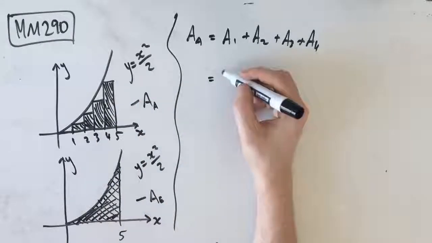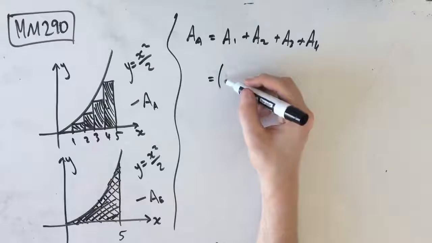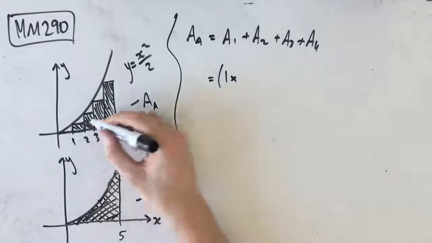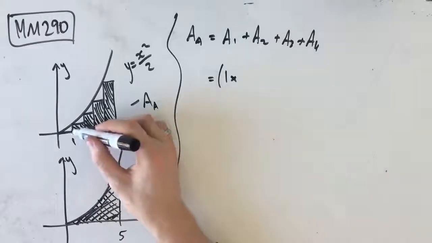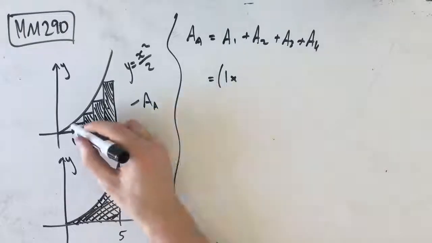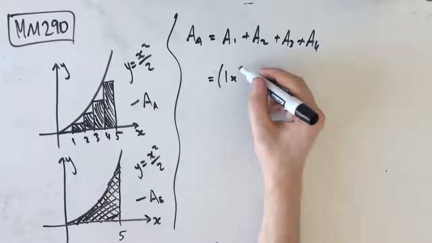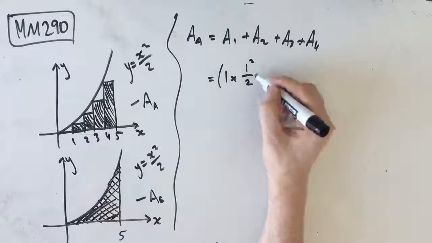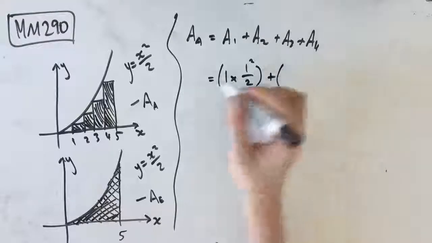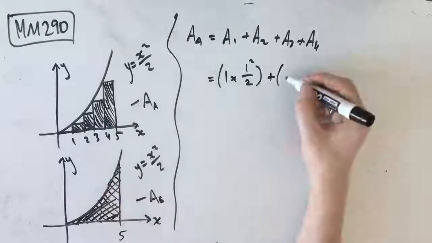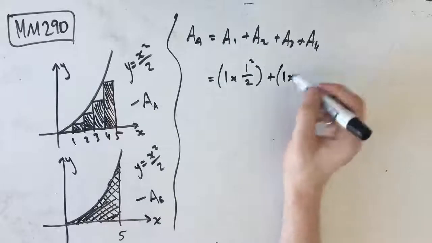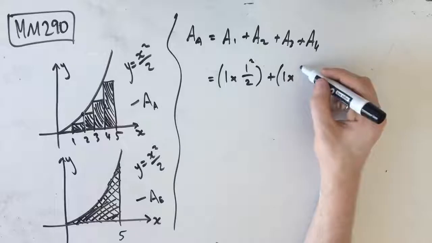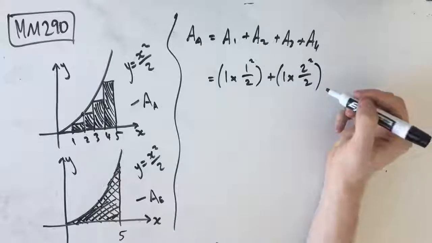So, we know that the area of a rectangle is length times width. The length of this is 1, so we're just going to go one by one with these rectangles. The height is the y value at x equals 1. Our y value is given by x squared on 2, so our y value is 1 squared over 2. Then we can do our second rectangle. It again has a width of 1, and this time our height is the y value at x equals 2. So we get 2 squared over 2.